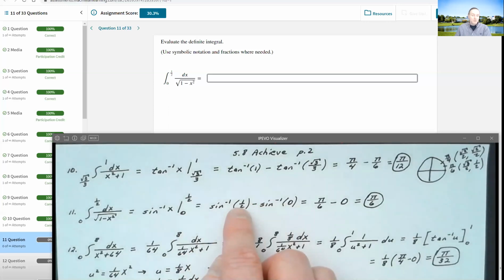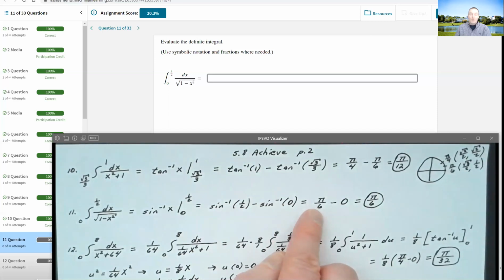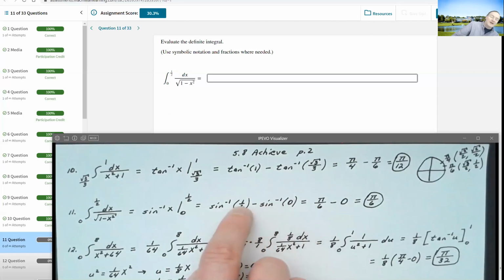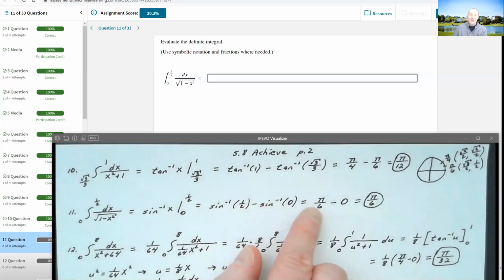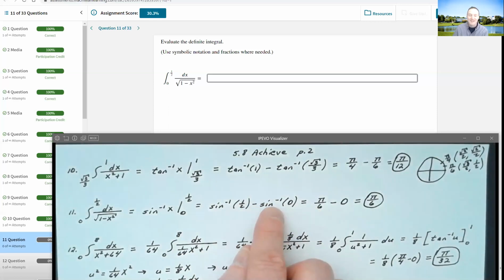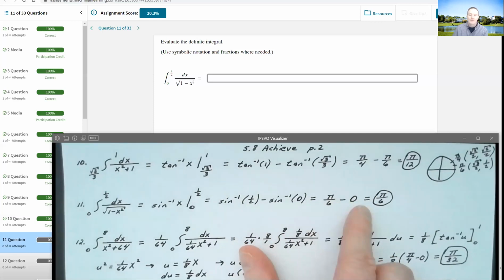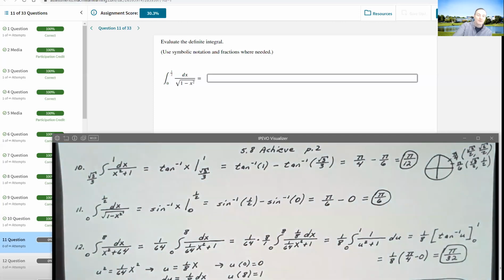The sine function is 1/2 at, I think I made a mistake here. I put pi over 6. No, that's right. That's not wrong. I didn't make a mistake. The y value on the unit circle is 1/2 at pi over 6. So the inverse sine of 1/2 is pi over 6. And then minus the inverse sine of 0. You say, well, when is the sine function 0? At 0. So I get pi over 6 minus 0 for an answer of pi over 6. I started to think that that first one was pi over 3, but that's the inverse cosine of 1/2.